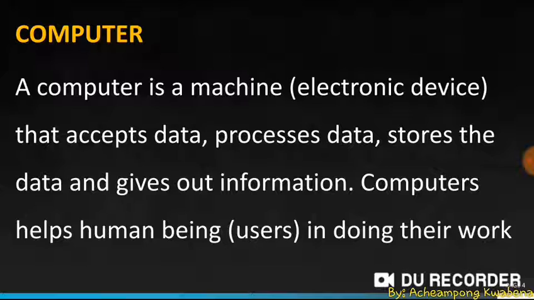And we have many devices, not only the desktop computer. We have many devices that work the same way. It accepts data, processes the data, stores the data, and gives out information. So we have many devices that work the same way as the desktop computers. And all those devices are also called computers. They are also examples of computers. So computers help human beings a lot in doing their work.